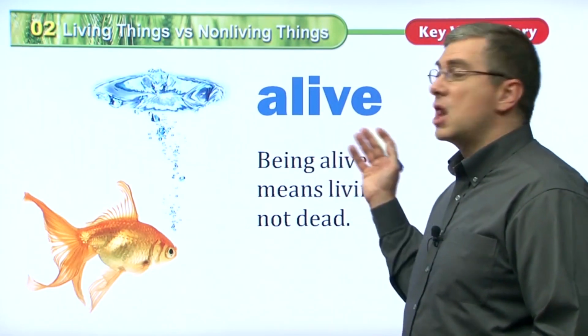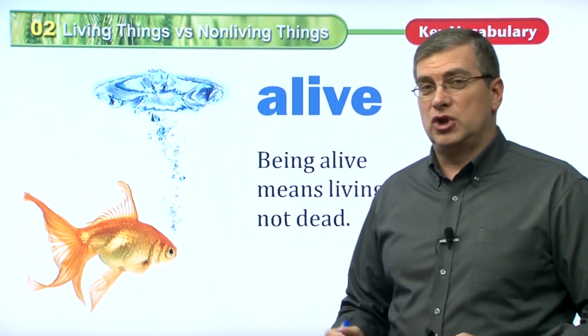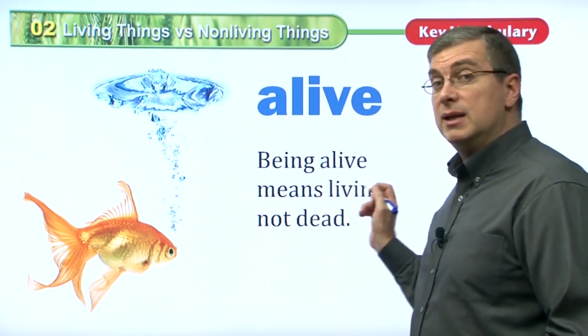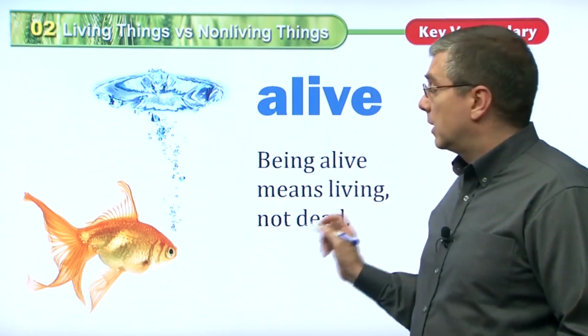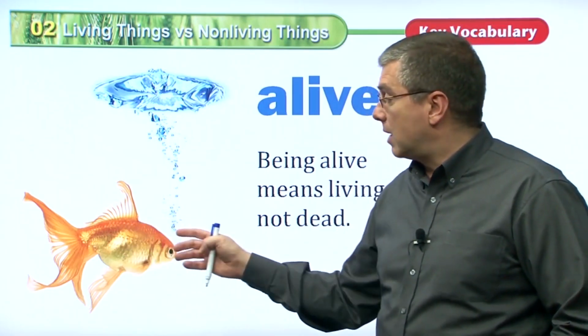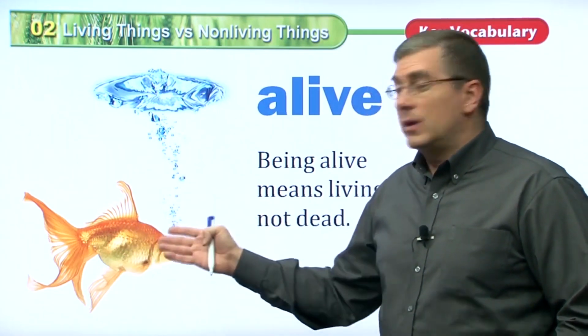Okay, we've talked about living things and non-living things. Here we have another word, alive. Alive is associated with living things. Being alive means to be living, not dead. Okay, so here we see this fish. This fish is alive. It's moving around. Looks like it's breathing. So it is alive.